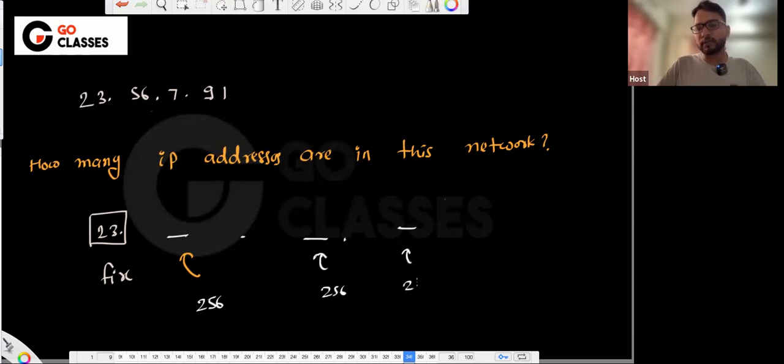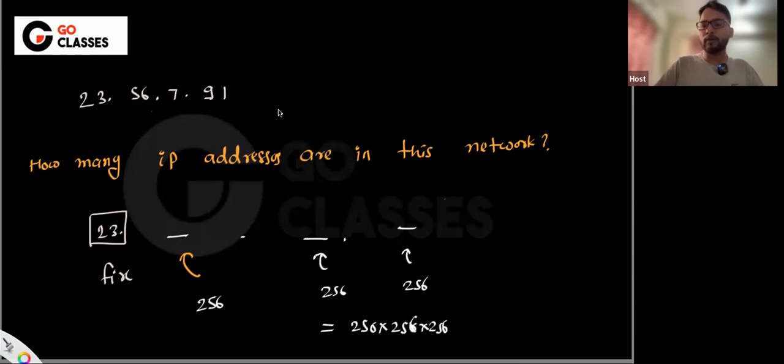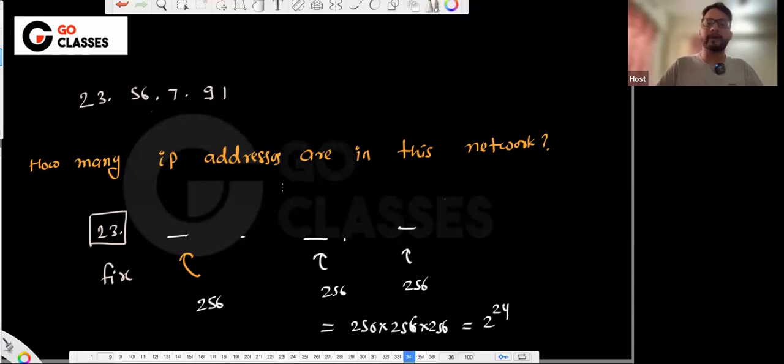It can also take 256 numbers. So it is 2 power 8, 2 power 8, 2 power 8, which is 256 into 256 into 256, which is 2 power 24. So 2 power 24 IP addresses are there in this network, right? I hope you understood.